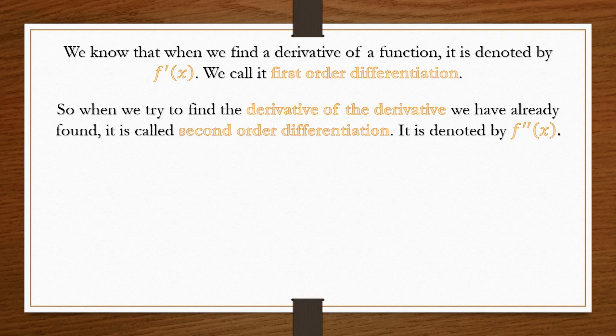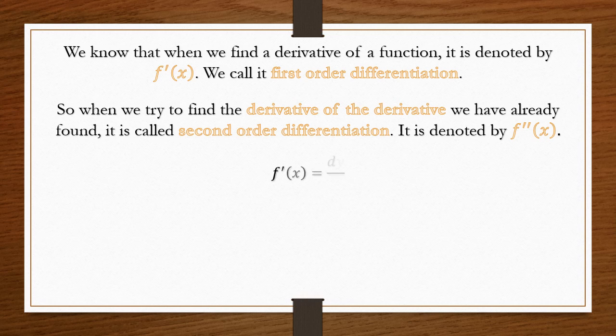So I think you are getting my point here, that when we find a differentiated value for the very first time from the given function, it is a first order differentiation. Then whatever answer we have obtained, when we again differentiate it, that is we again find the derivative of the calculated derivative, we call it the second order differentiation and we denote it by f double dash x.